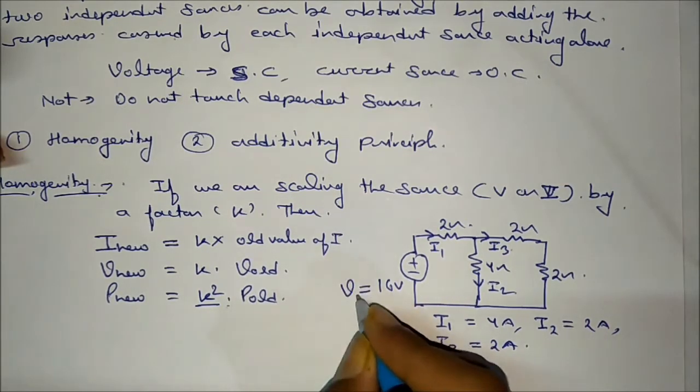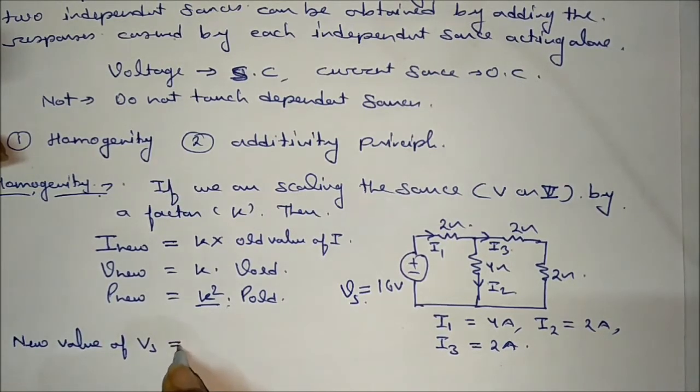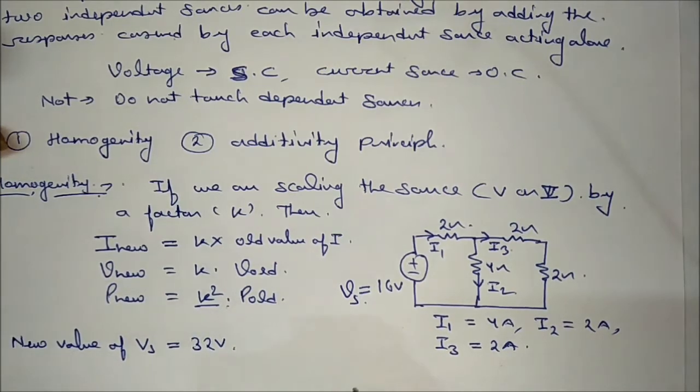Okay, now I'm going to change the value of this Vs. Let's take the new value of Vs equal to 32 volt. What does it mean? It means that it has been scaled by a factor k equal to 2. How? 16 multiplied by 2 is equal to 32. Now all the responses that you have calculated, I1, I2, I3.